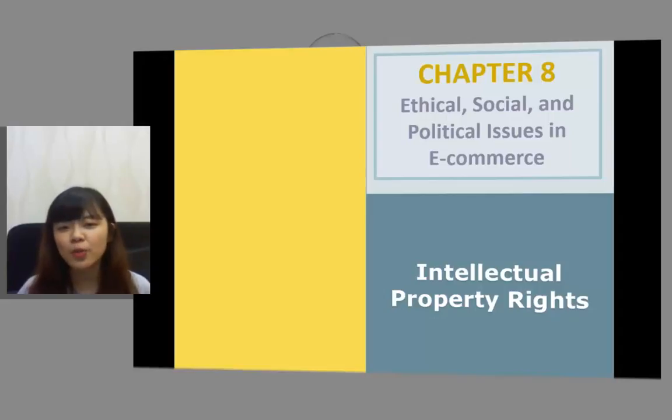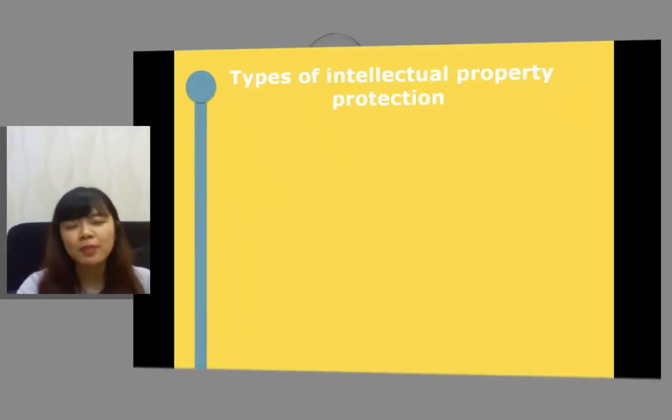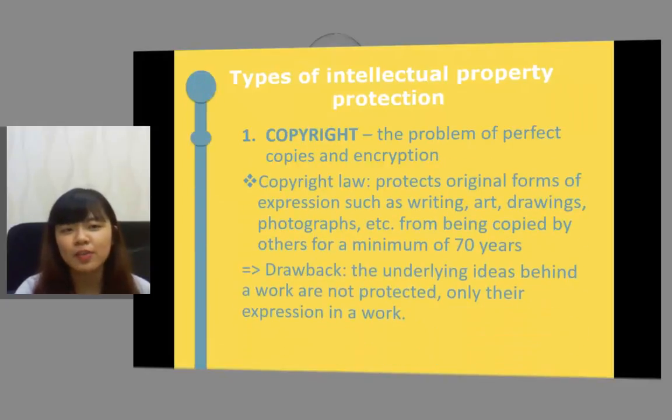It's about intellectual property rights. In the first part of my presentation, I would like to tell you about three types of intellectual property protection. And the first type is copyright, which is known as the problem of perfect copies and encryption.